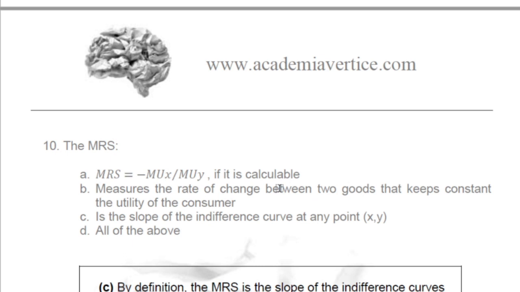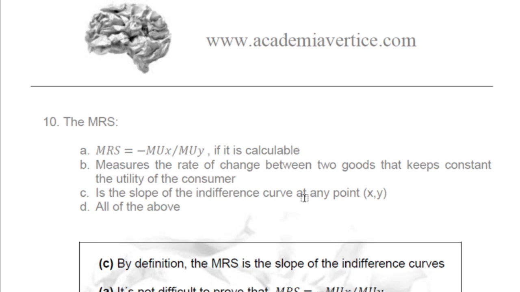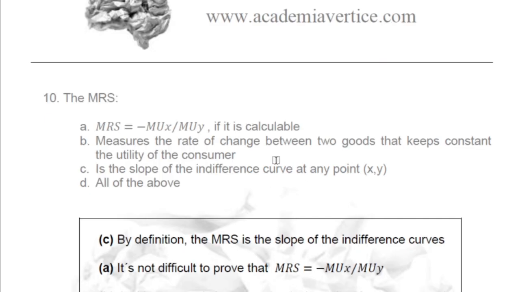Now, okay, let's continue with question number 10. Regarding the MRS, we should know that the MRS is, by definition, the slope of the indifference curve at any point (x, y). That's the definition of the MRS. It could be proved, and we do it in some principles of micro courses, that the MRS is calculated like this. We just calculate it, but it could be proved.